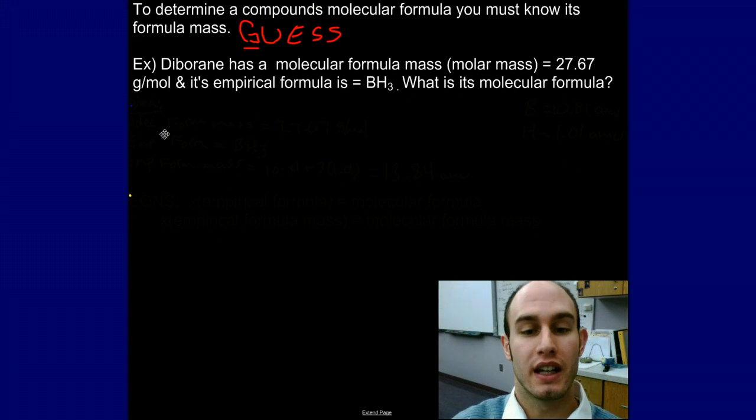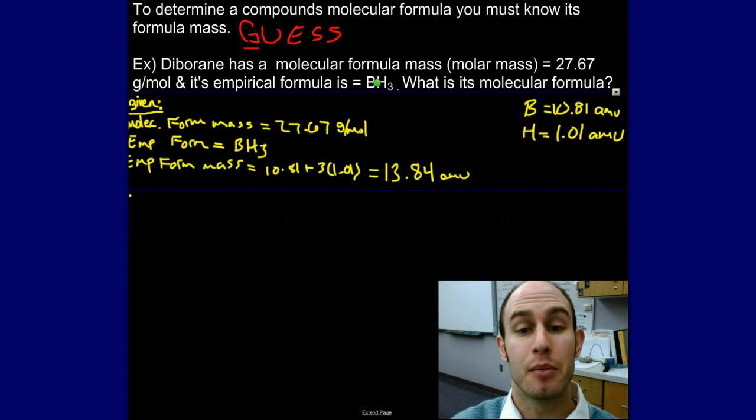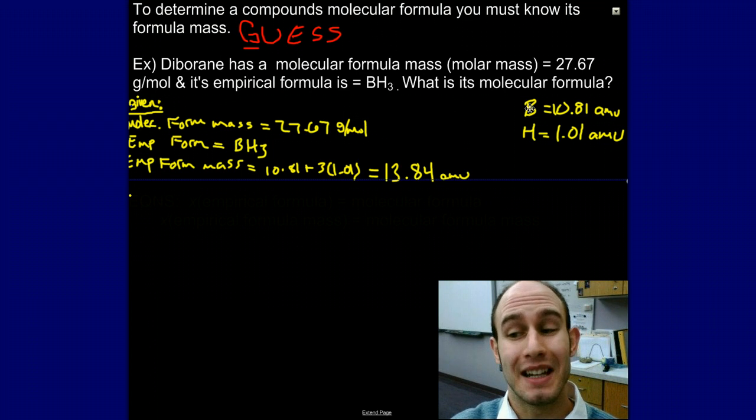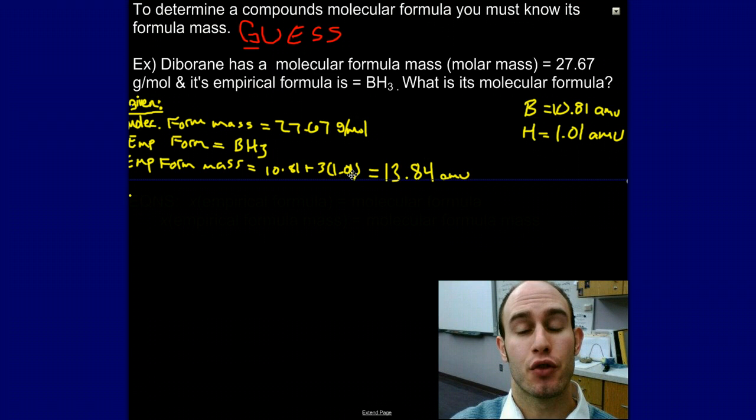G is going to be your given. So I'm going to start with everything that I am given in the problem. I'm given the molecular formula mass, which I'm getting from right here: 27.67. The empirical formula is BH3. I am also given basically the empirical formula mass because I can look on the periodic table. I see boron has a mass of 10.81 AMUs and each hydrogen has a mass of 1.01. I have three of those. Together, I can get the empirical formula mass.